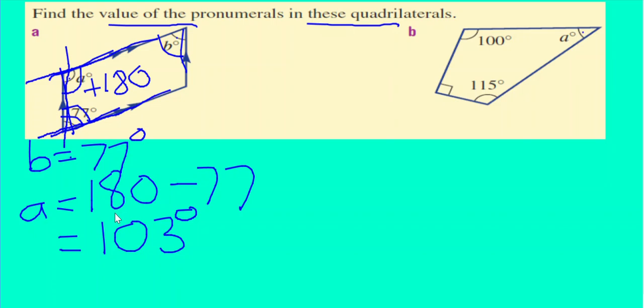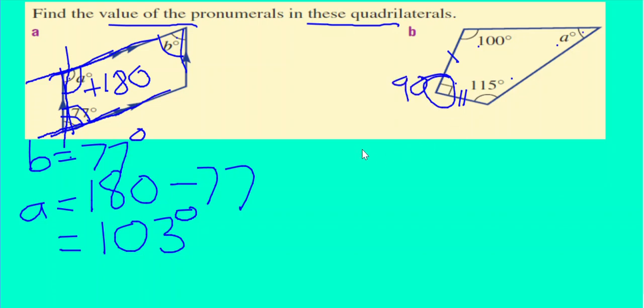Over here we have a kite-like shape, but we can't use that information because we haven't got equal sides. These sides are all different lengths, so these angles are obviously different. We've got to use our knowledge of the four angles adding up to 360 to find angle A here. We know these three angles: 100, 115, and the box means it is a right angle, so 90 degrees for that one.